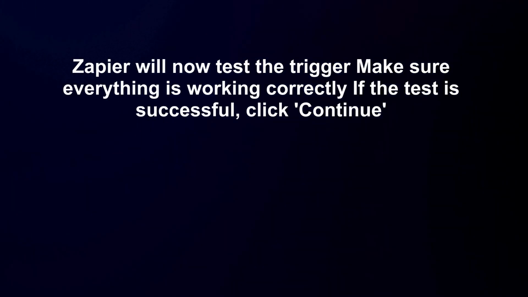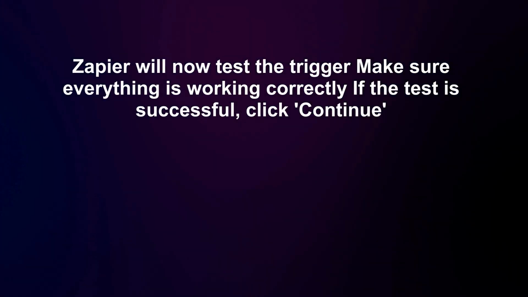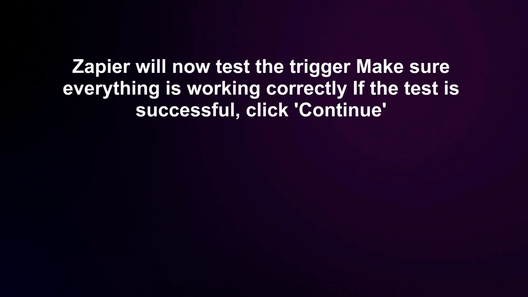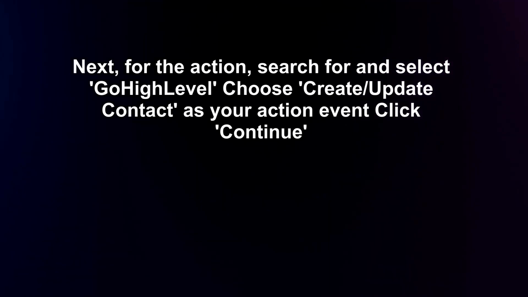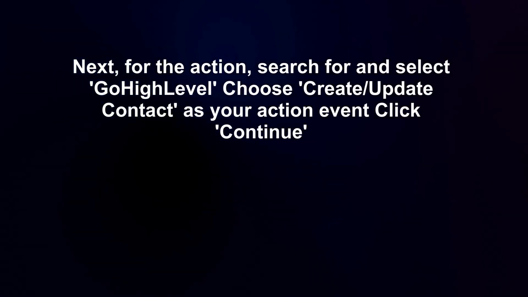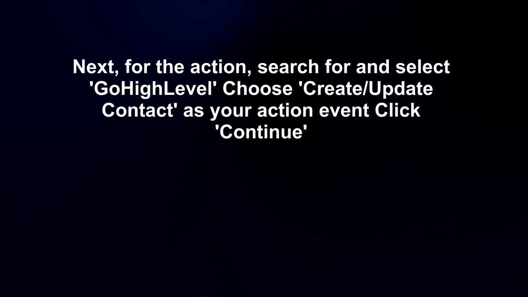Click Continue. Zapier will now test the trigger. Make sure everything is working correctly. If the test is successful, click Continue. Next, for the action, search for and select GoHighLevel. Choose Create Update Contact as your action event.